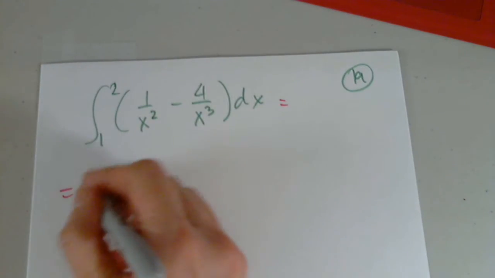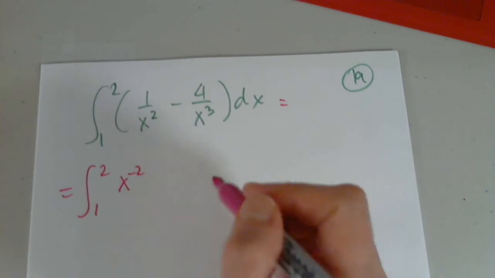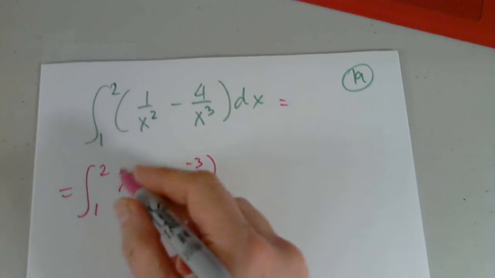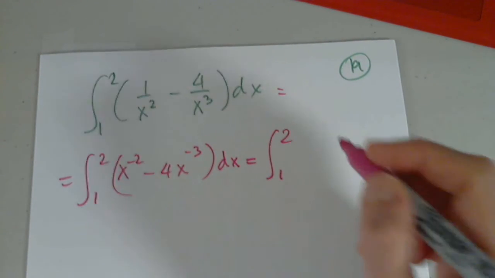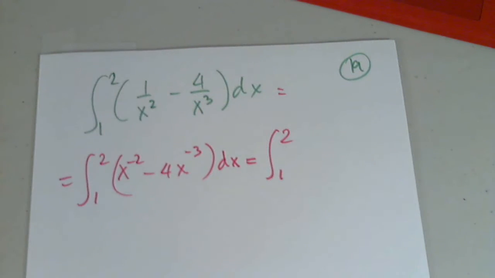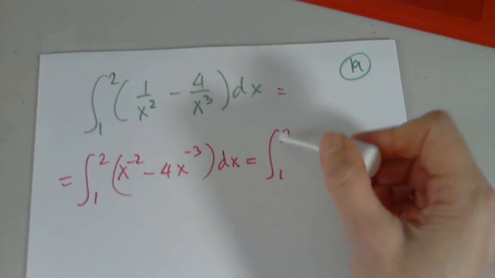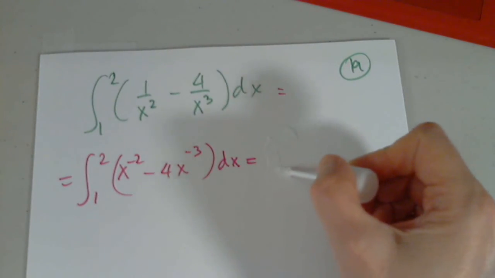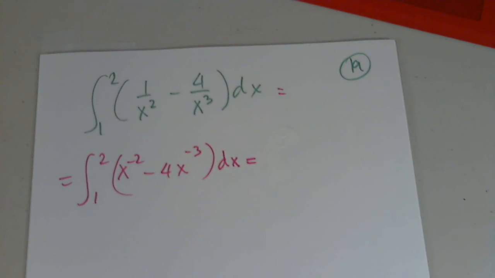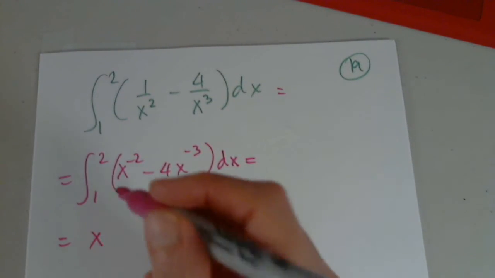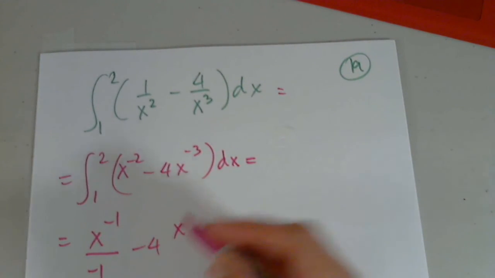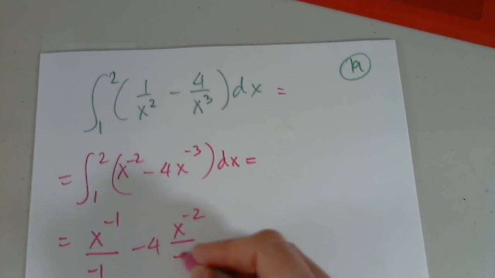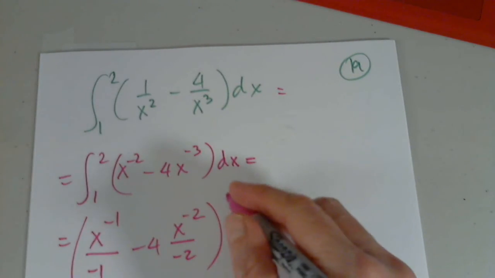So I highly recommend changing this into x to negative 2 and this into 4x to negative 3 dx. And then the integral from 1 to 2. I can directly find the antiderivative now. So that is x to negative 2 plus 1, which is negative 1 over negative 1, minus 4, x to negative 3 plus 1, which is negative 2 over negative 2, and this is a definite integral from 1 to 2.